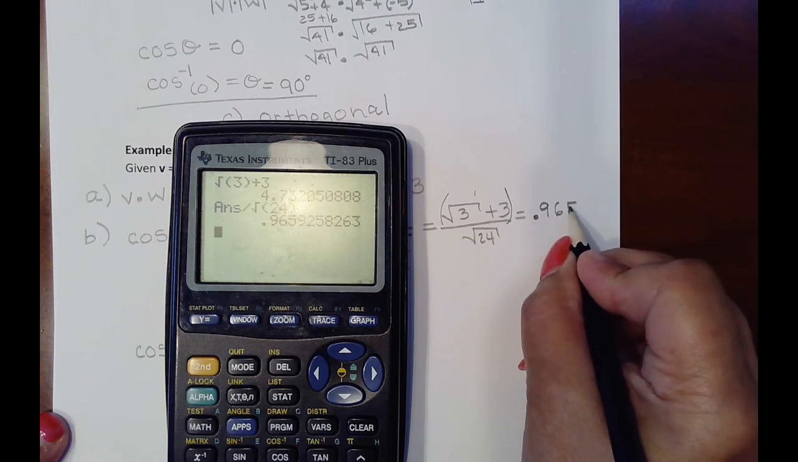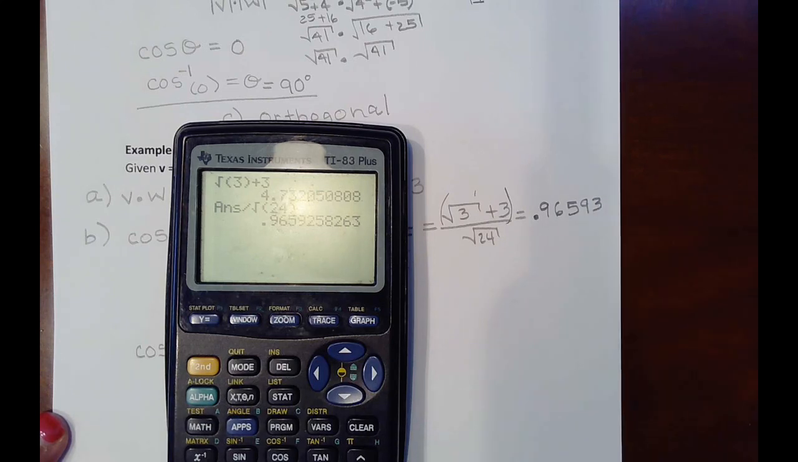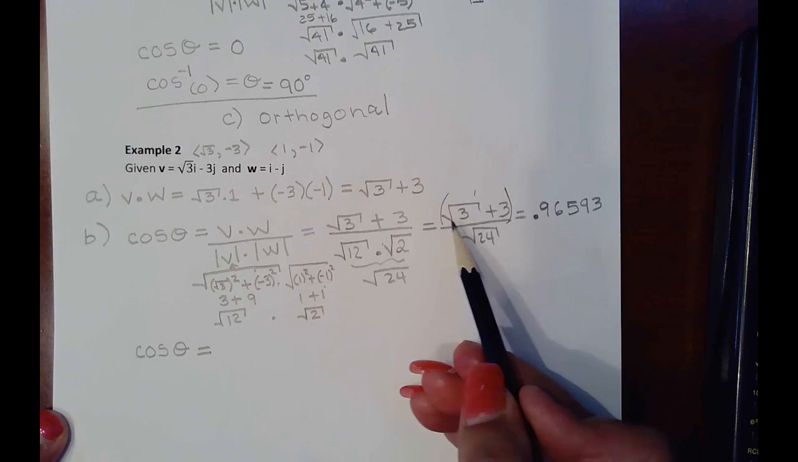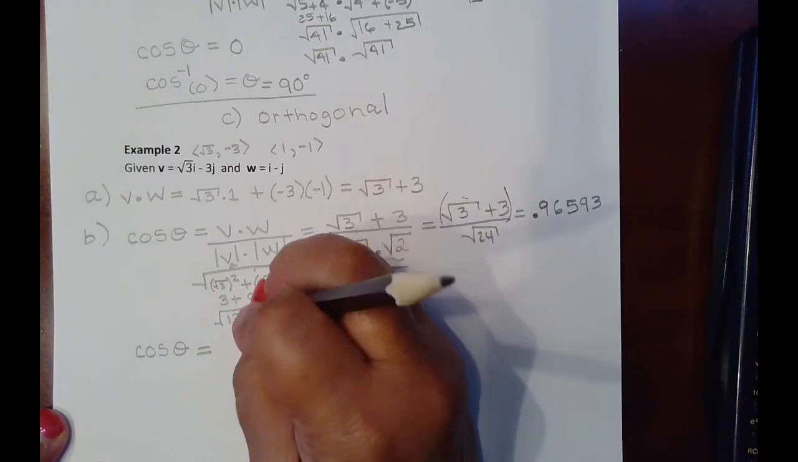I'm going to go 593. Some more decimal. I mean, you're going to have the whole thing in there anyway, so you're going to get an exact answer. But just have something to put right here. I got all of this, whittled it all the way down to 0.96593.